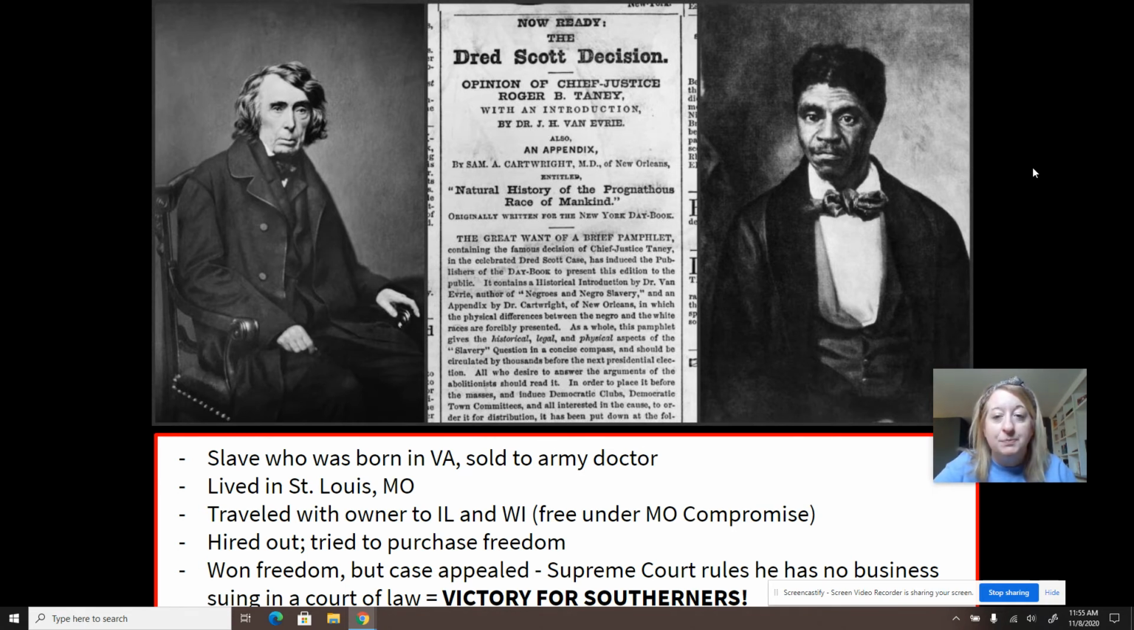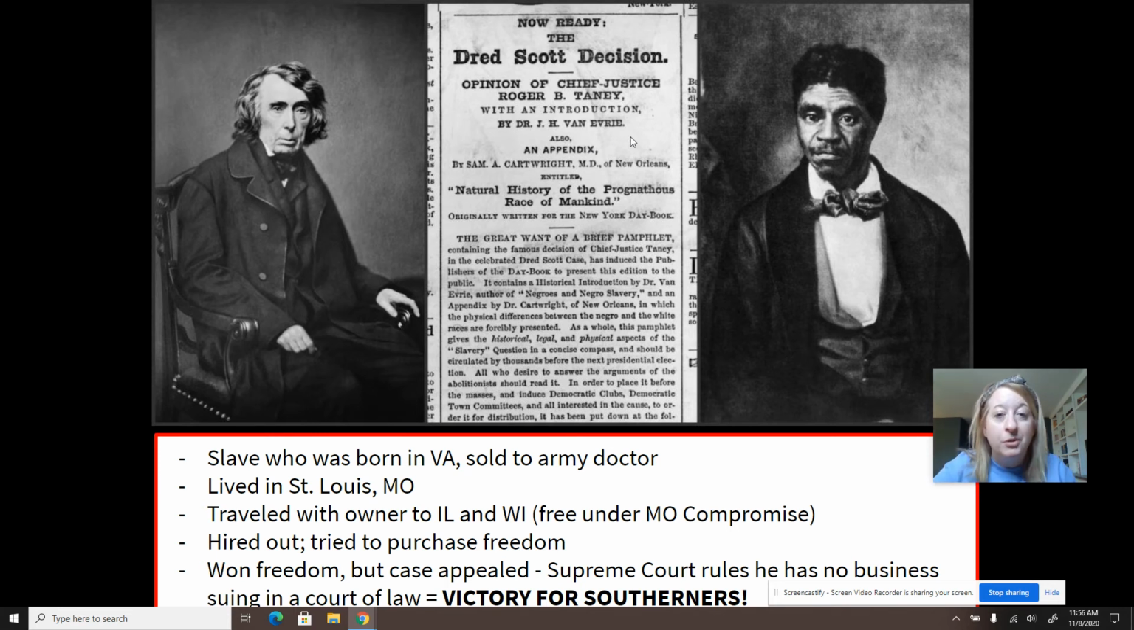And so Dred Scott, over the years, was hired out to other slave owners, but believed that he potentially had a case to argue for his freedom, which he had tried to purchase multiple times before, on the fact that he had lived in a free territory for a period of time. He actually did win in the lower courts, but the case was appealed and made its way all the way to the U.S. Supreme Court. This is Judge Roger Taney who wrote the opinion, arguing that as a slave, Dred Scott had no business suing in a court of law.